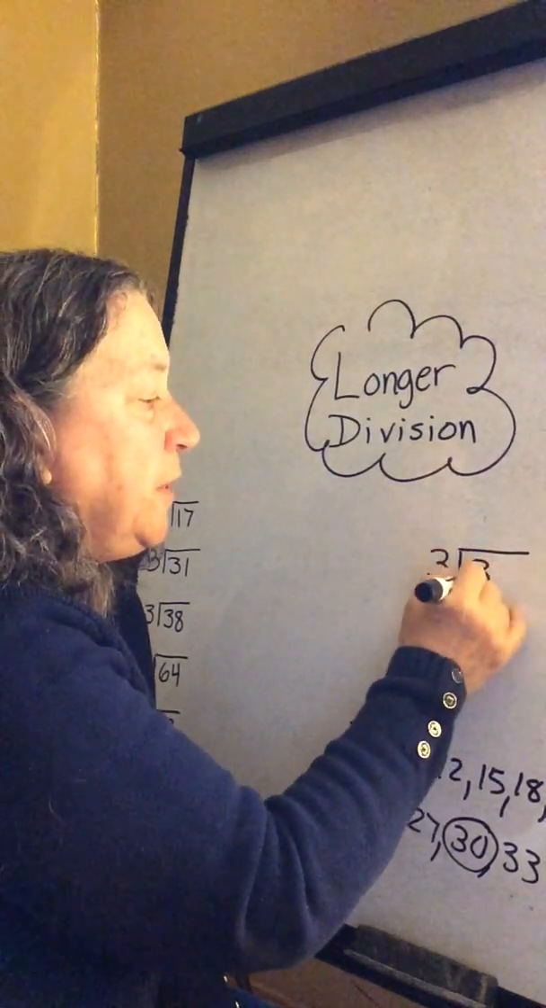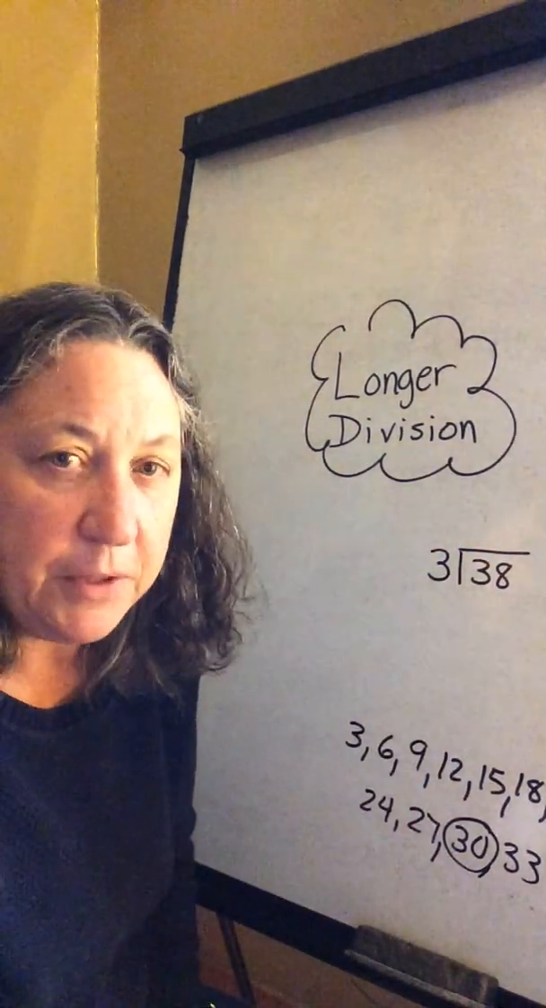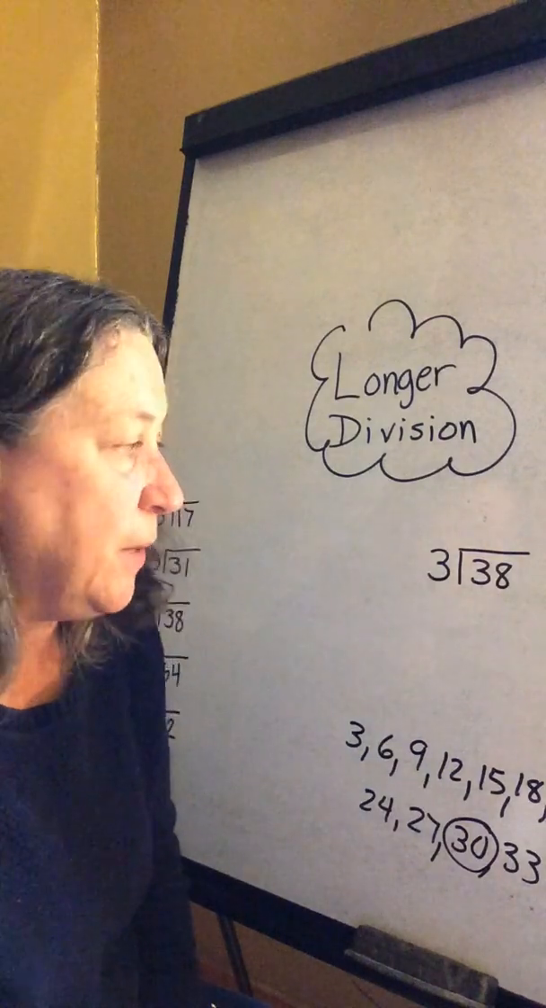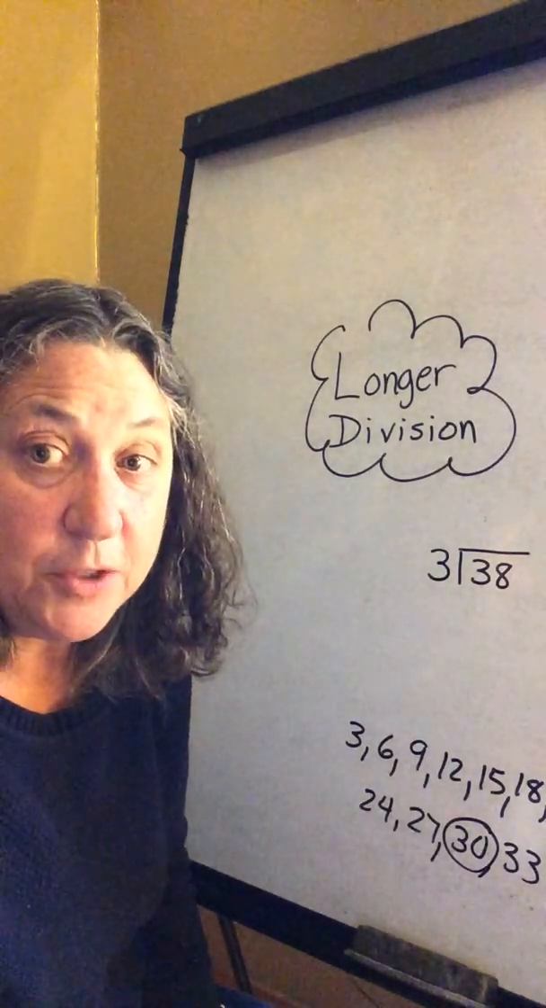If we had $38 and we wanted to share it with 3 friends, the first thing that the Breuer method says is, can I give each kid $10?